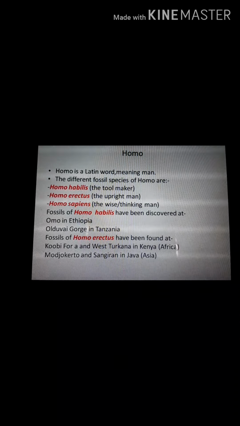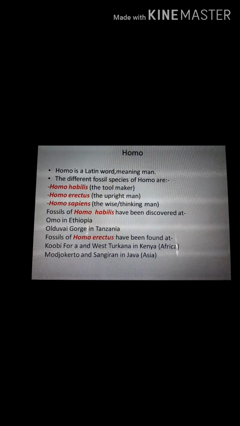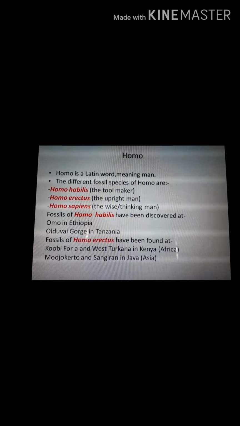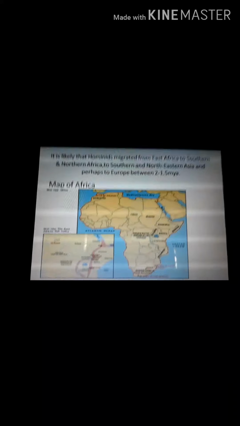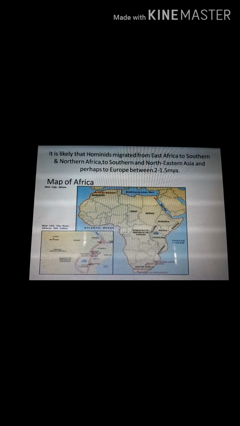Fossils of Homo erectus have been found at Koobi Fora and West Turkana in Kenya, that is Africa, and Mojokerto and Sangiran in Java, that is Asia. It's likely that hominids migrated from East Africa to southern and northern Africa, even to southern and northeastern Asia, and perhaps to Europe between 2 to 1.5 million years ago, as you can see from the map of Africa and Asia.